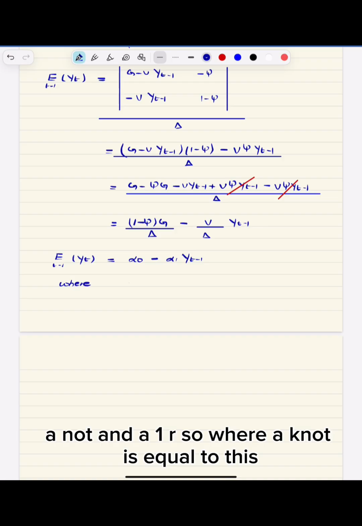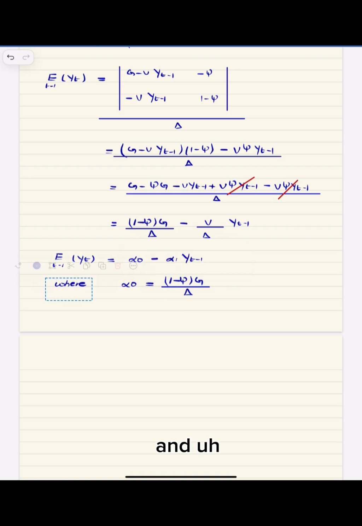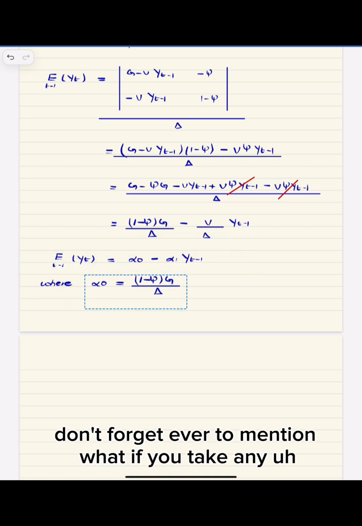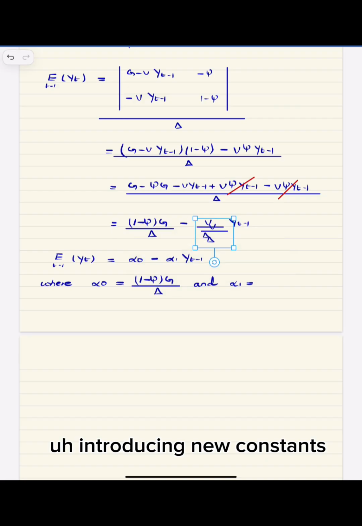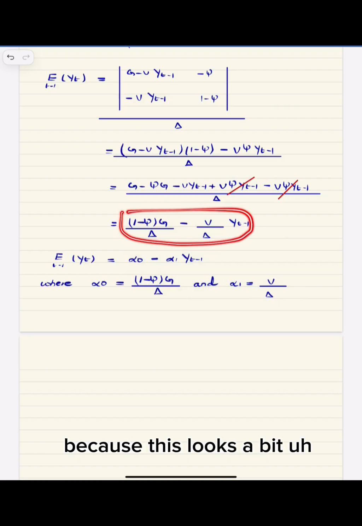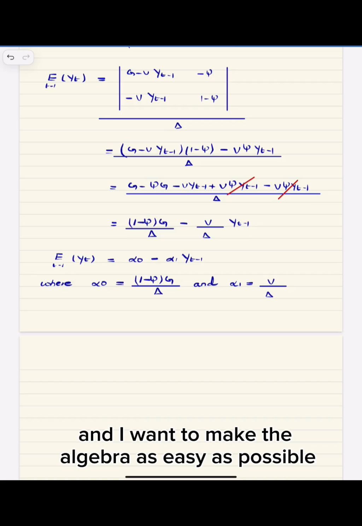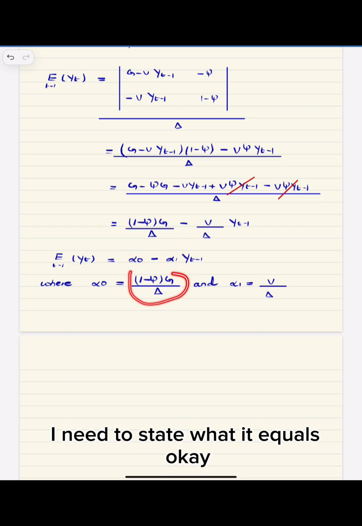So where a naught is equal to this. And don't forget ever to mention, if you're assuming any constants or introducing new constants for simplicity, because this looks a bit untidy and I want to make the algebra as easy as possible. So if I'm introducing a new parameter, I need to state what it equals.